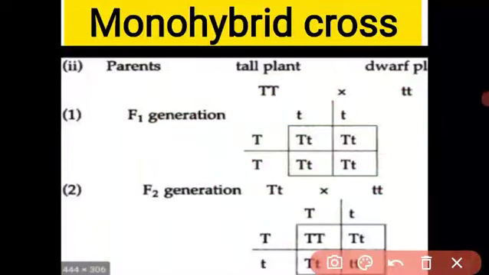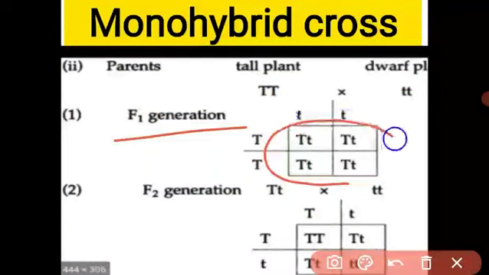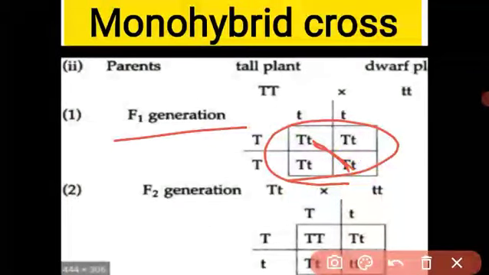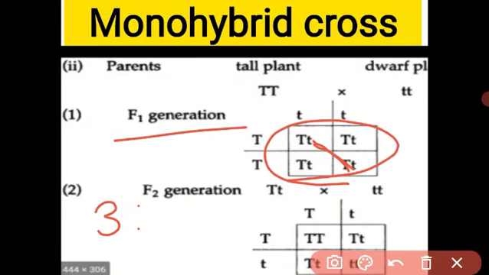And what happened in the F1 generation? In the F1 generation, all plants are tall. And when it is self crossing, at that time in the F2 generation, the phenotype ratio is 3:1, because phenotype means observable characters. 3 are tall and 1 is a dwarf. And genotype ratio 1:2:1. Means genetically, the 2 are homozygous dominant, capital T, small t is heterozygous, means it contains the dominant character also, it contains the recessive character also.